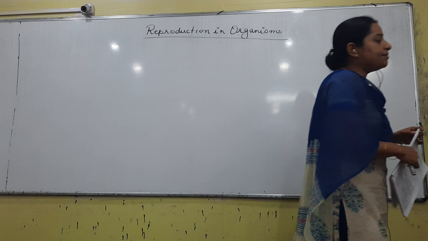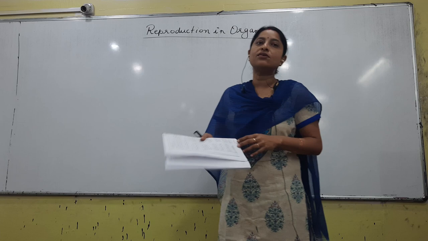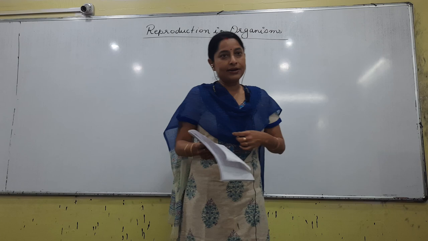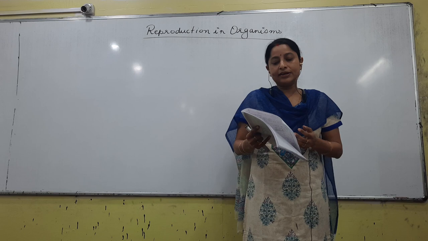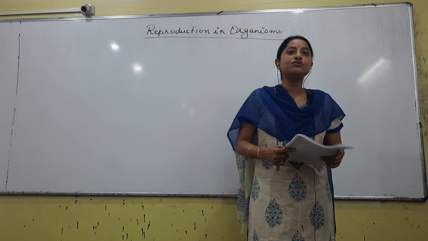Talking about reproduction, we understand what reproduction is. Formation of like species is called reproduction. Why do organisms reproduce? For continuation of the species. Right? Reproduction is broadly divided into two types, asexual and sexual. I don't think we need to discuss the difference between asexual and sexual. It's well understood now, right?